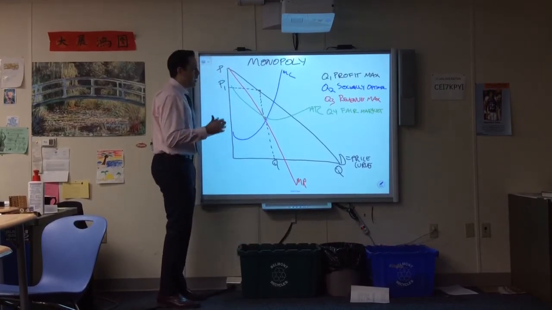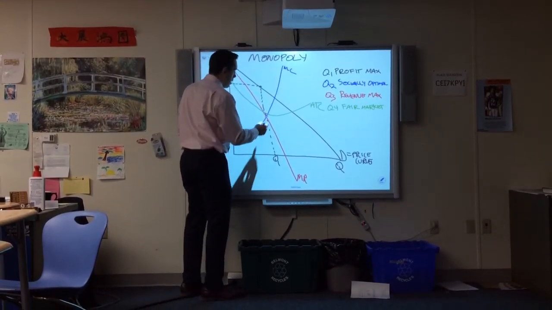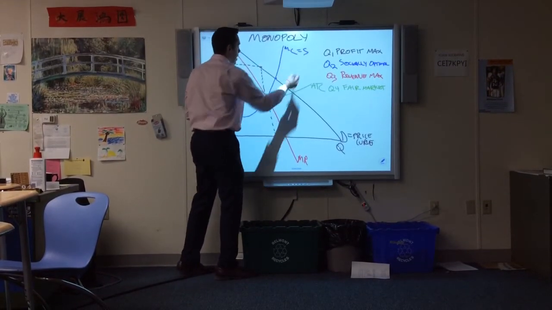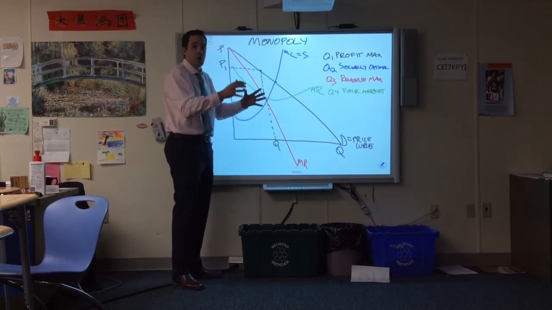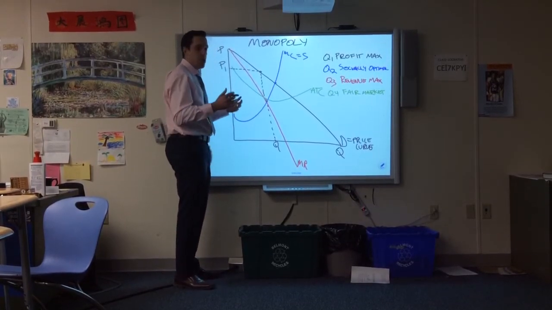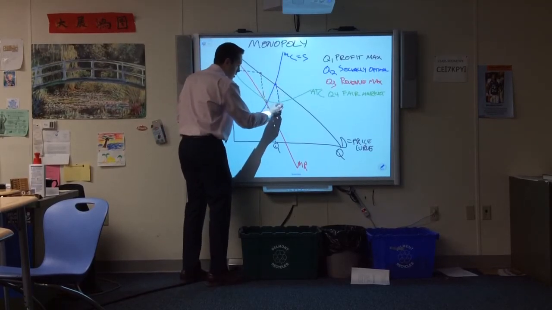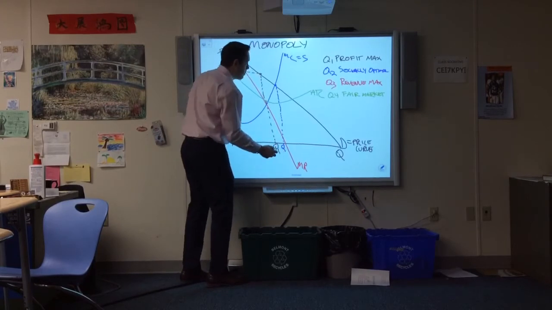The next intersection is socially optimal. This is where marginal cost, think of it as supply, intersects demand. This is where a perfectly competitive market would produce. There's no deadweight loss here. This is total surplus maximized. And this is going to be Q2.